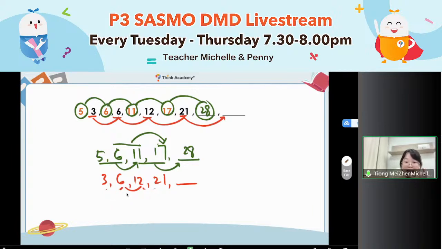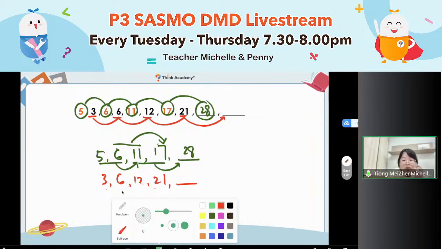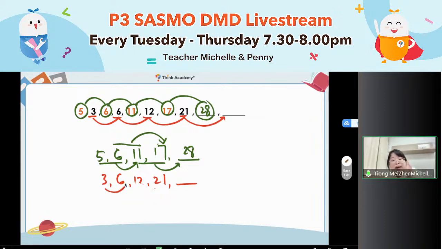So it cannot form a pattern. So erase it, redo again. Redo, okay? So 6, besides times 2, what else will it be? Besides times 2, it can be plus 3. Besides times 2, it can also be plus 6. So 12 to 21 will be plus 9. Now, what is the pattern here? 3, 6, 9. Next one must be 12. So what is that number? 33. Good job, good job. All right. So these are the 3 methods that are always tested in SASMO.